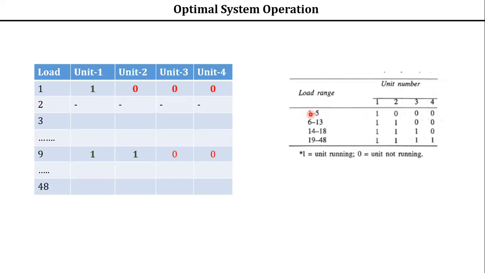Unless there is a change, there is no need to calculate or prepare this unit commitment table each and every time. Once you prepare it for one power plant, it remains throughout. That's why it covers so many things. Now this is a unit commitment procedure.